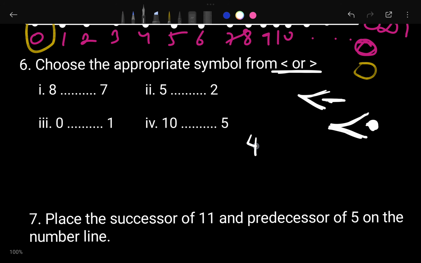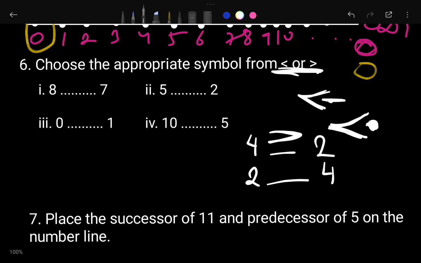How? Here 4 is there, and here 2 is there. In this one, 4 and 2, which is greater? 4 is greater. So its mouth always opens on the greater side. Okay, and let's suppose this is 2 and this is 4. So now you know which symbol we use. Actually both symbols are the same, but we change it according to that.